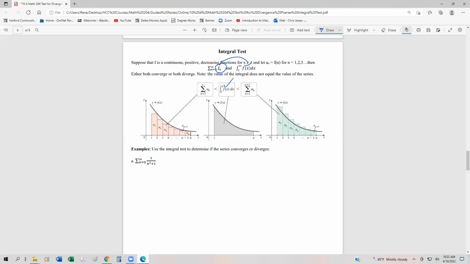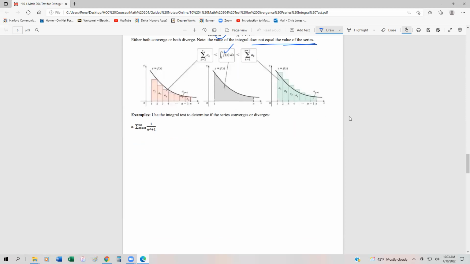So one thing that we should note is that even if the integral does converge, it is not the value of the series. Let's take a look at a few examples of the integral test. We're going to use the integral test to determine if the series converges or diverges. We're just going to change the n's to x's. So we're going to have now the integral from 1 to infinity of 1 over x squared plus 1 dx.